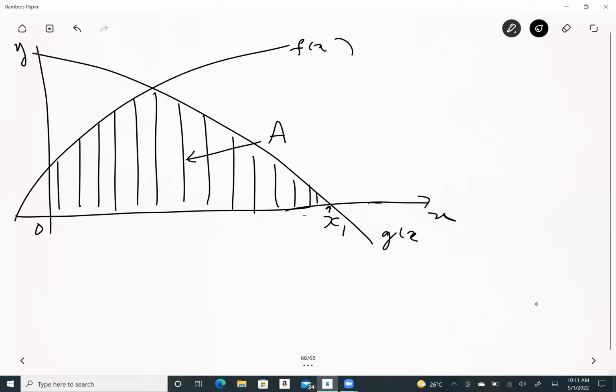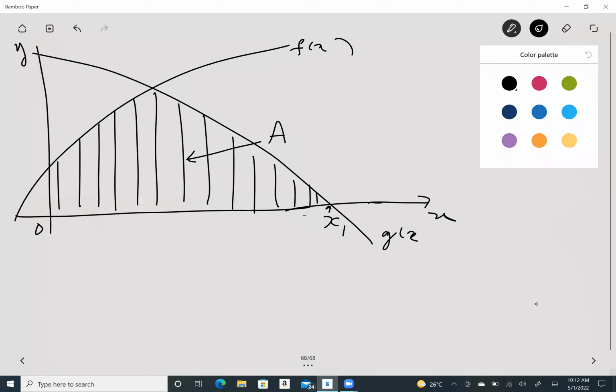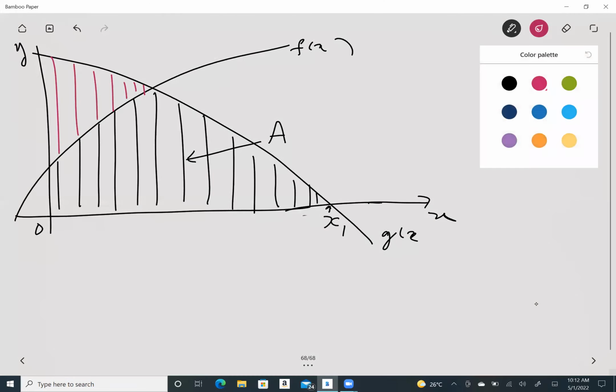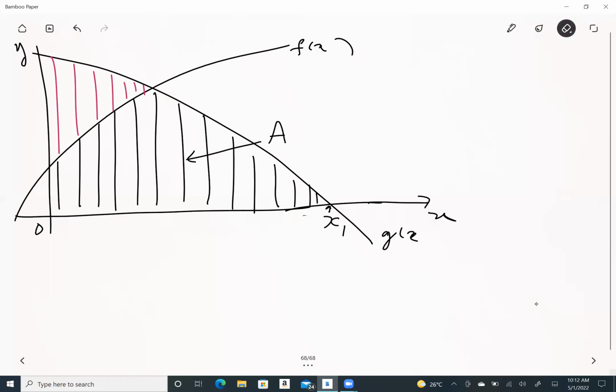But function g of x is only part of it. It's not the whole thing. If you look at g of x, the area of g of x from 0 to x1 will cover everything under g. So that includes this thing also, but you don't want that one. So the area under g is only a part of it. From where to where? Because you don't want that part. We want only the part that is shaded in black.